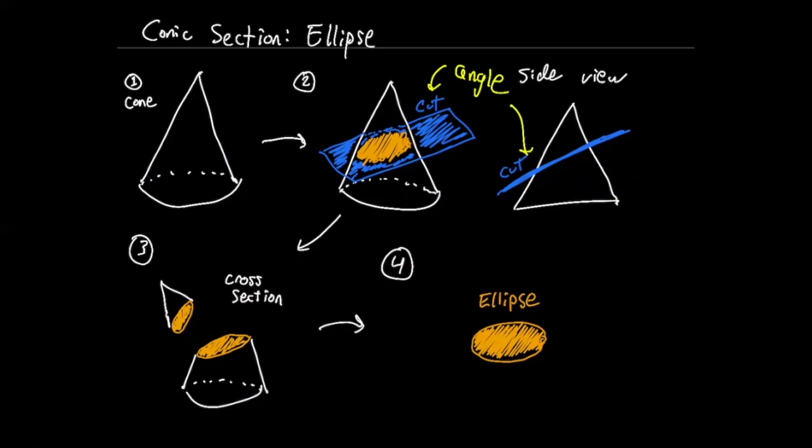And you can see the orange part is kind of like the cross section here. In step 3, I've taken the two pieces apart so you can see this cross section. And the cross section that we end up with when we cut through the cone at an angle is an ellipse, that kind of elongated circle. So our conic section definition of an ellipse can be found through cutting a cone at an angle.